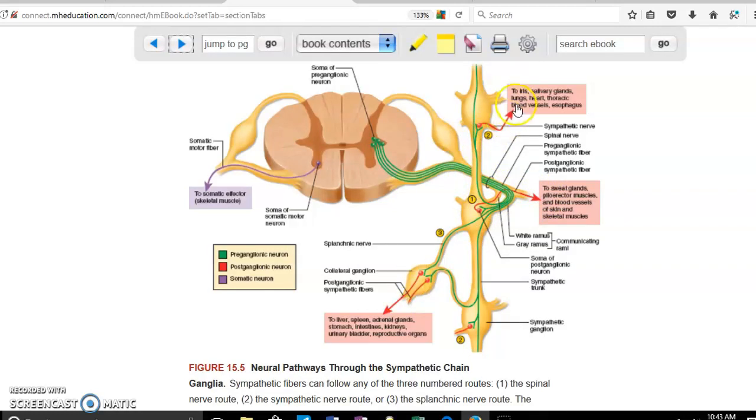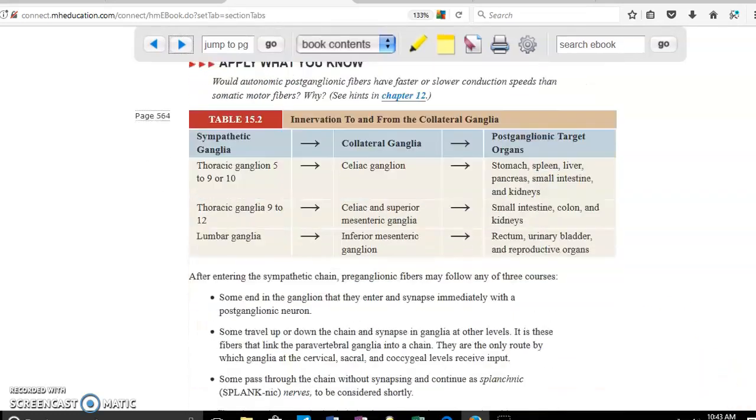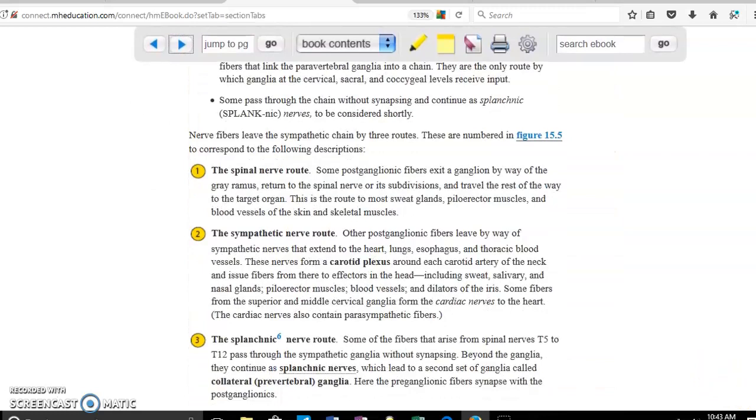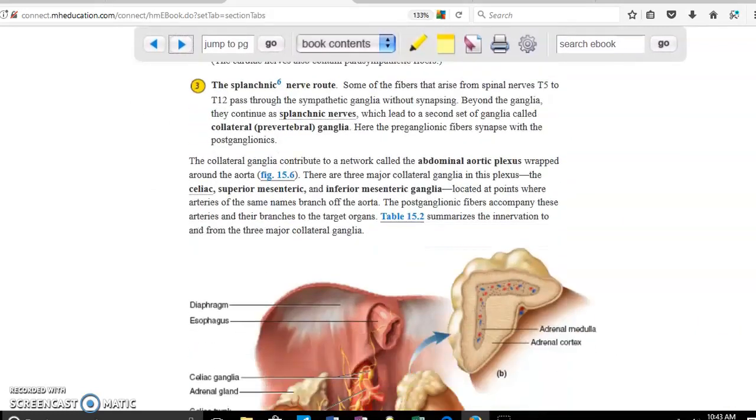To the top, for example, to the iris and the salivary glands. Straight goes to your abdomen, to the sweat glands, for example, the piloerector muscle in your abdomen, and goes down, for example, to your liver and your spleen. That is the sympathetic. If you scroll down, in here you have the three numbers, 1, 2, 3, again, because of the three different ways that it can go.